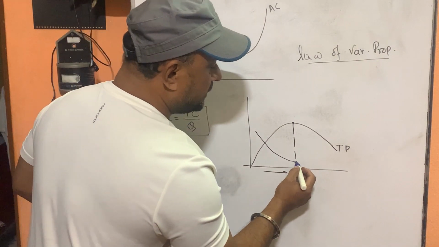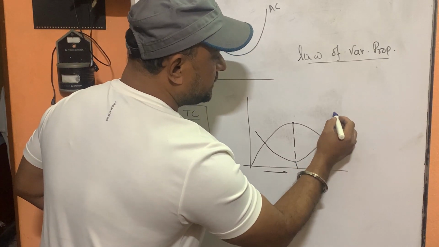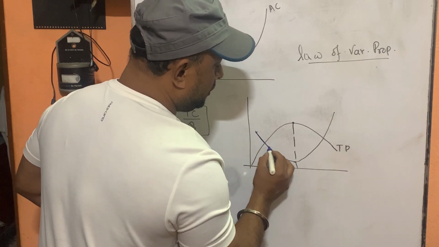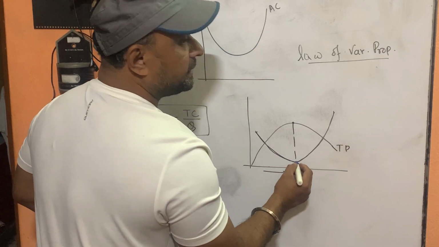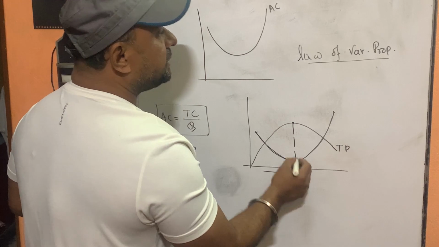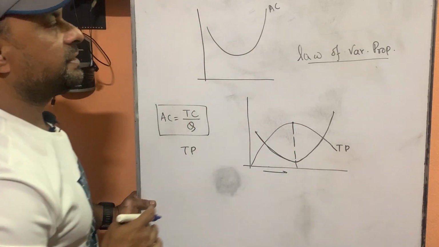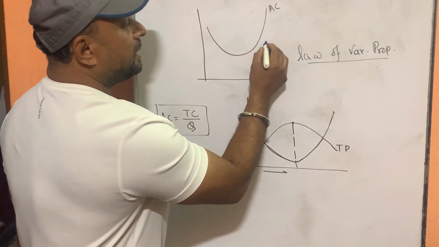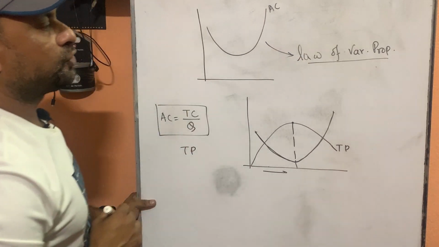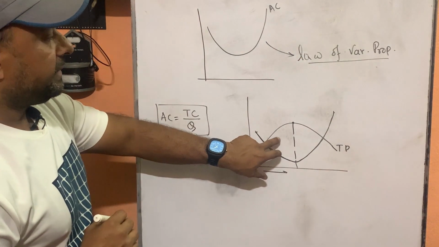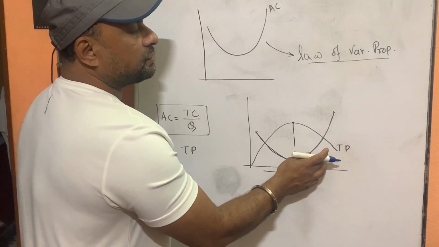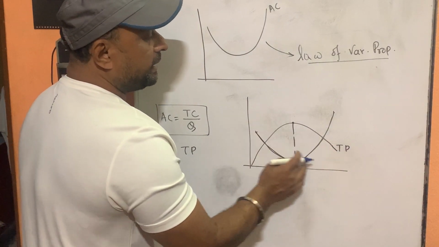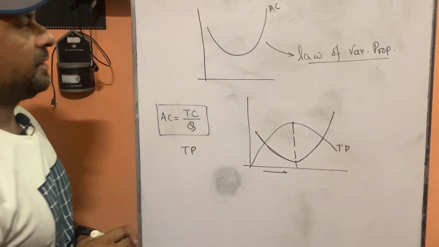So what happened after this point? Average cost increases. So what do we see? Average cost first decreases, then after the saturation point it increases continuously. So for that reason our average cost curve is U-shape. The main reason is the law of variable proportion, because in the beginning increasing returns operate, then after that diminishing and negative returns operate. For that we are getting the U-shape of the average cost curve.